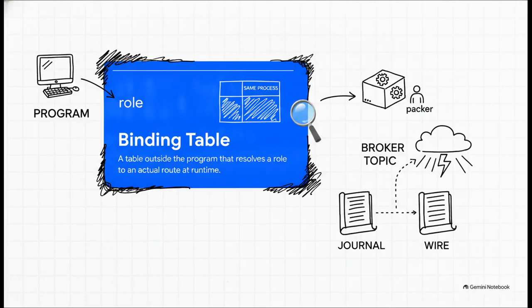So what actually resolves a role to an actual route? It's a small binding table that gets consulted at runtime, and it lives entirely outside the program, kind of the way DNS lives outside the program that opens a connection. In our first floor plan, the table resolves packer to something in the same process. In the second floor plan, it resolves to a broker topic, but the journal reads identically either way, because the wire never actually enters the character's voice.